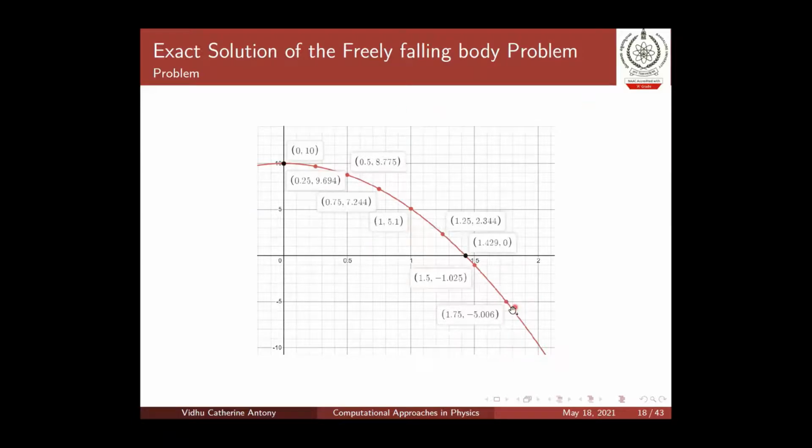The points are not Euler's, not the points that you got from Euler's method. I'm repeating that again. These are the points that you see when you have your exact solution. So here what you do see is, when does it hit the ground?